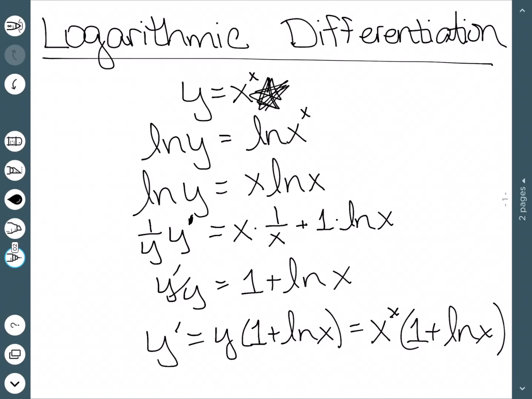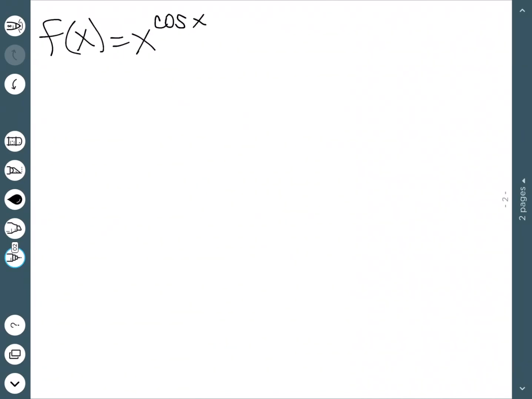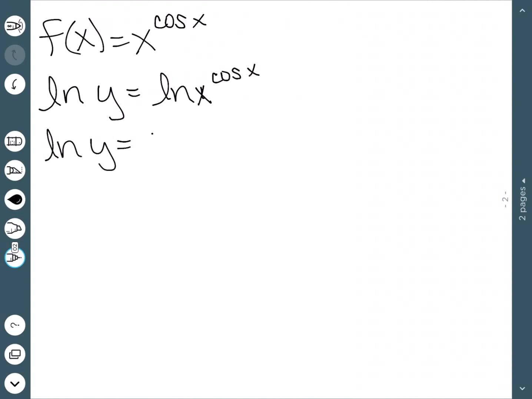So let's look at a couple more examples. This time I have x to the cosine x. Once again, I have an x in the base and an x in the exponent. So I'm going to move to y and take the natural log of both sides. So ln of y is ln of x to the cosine x. Properties of logs let me bring that cosine down. So now I have cosine x ln x.